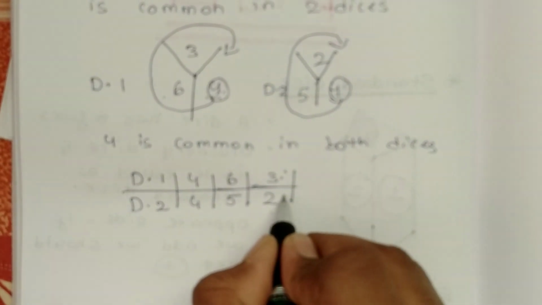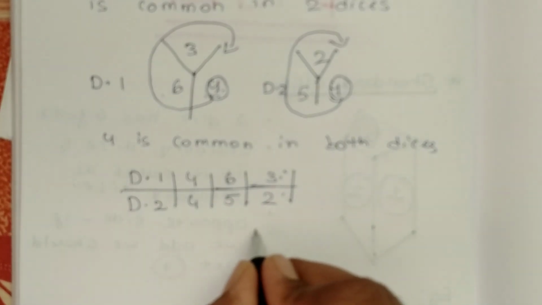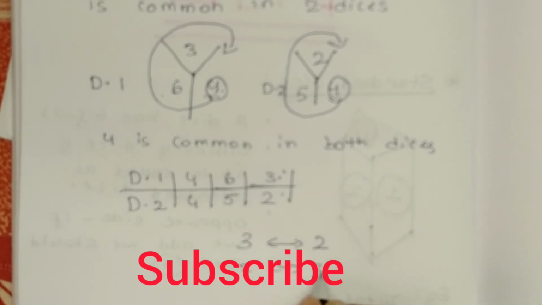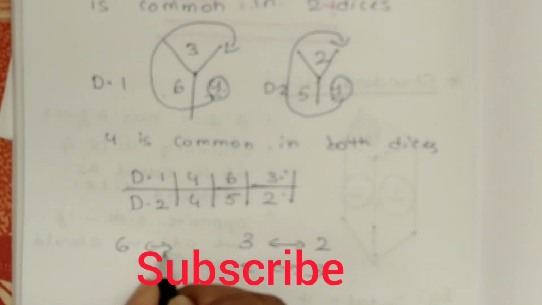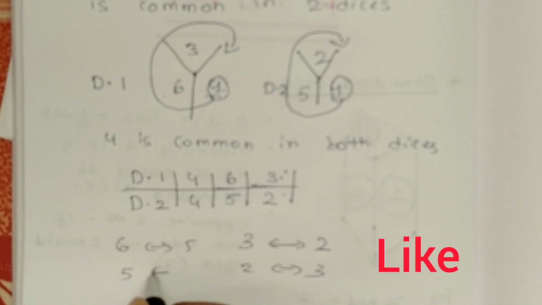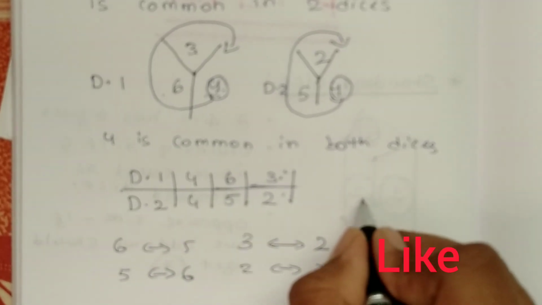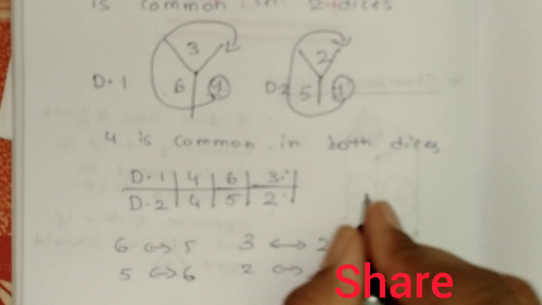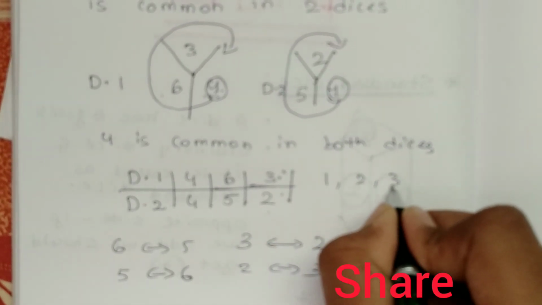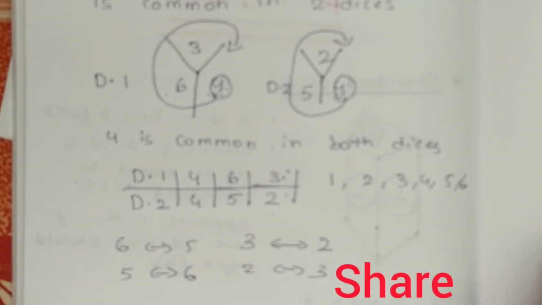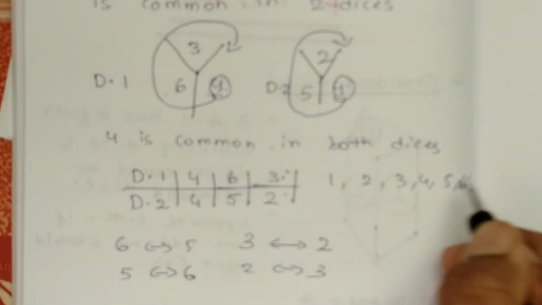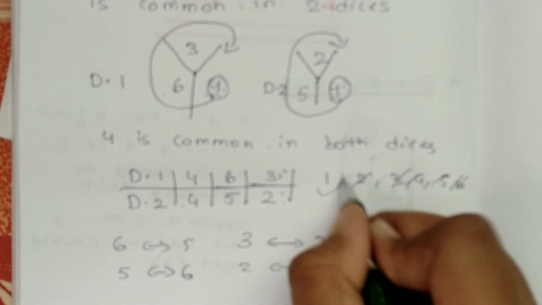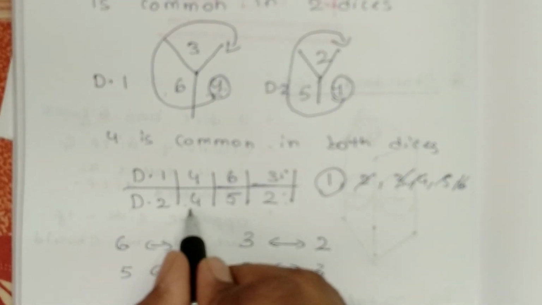So you can see 3 is opposite to 2. For 3 it will come 2, or for 2 it will come 3. And for 6 it will come 5, or for 5 it will come 6. And for 4 here, we all know that in a dice 6 faces will be there. So write 1 to 6. You can see 6 is there, 5 is there, 4 is also there, 3 is there, 2 is there, but 1 is not there. And you can see here 2 fours are there.